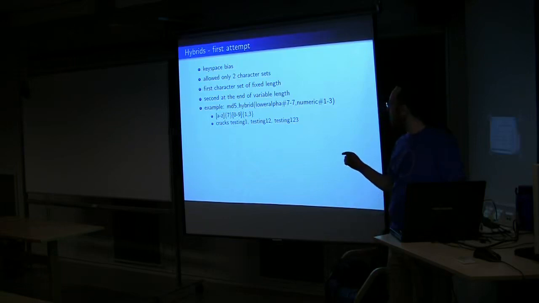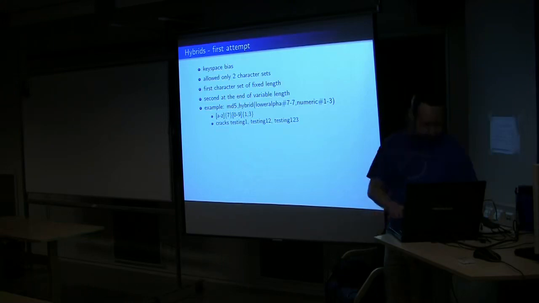For that type of hybrids, you had a first character set with fixed length, and then you could only have 2 character sets, like your 7 lower alpha at the beginning and your variable length numeric 1 through 3 at the end. And that's all you could have. You couldn't have more than that.